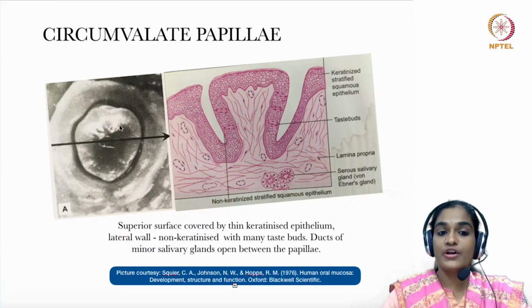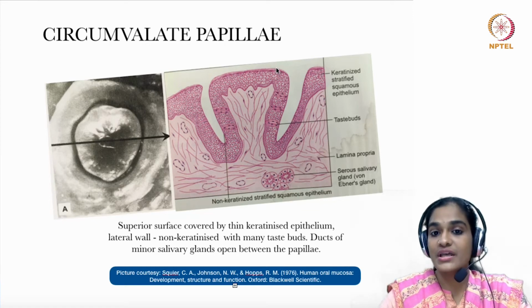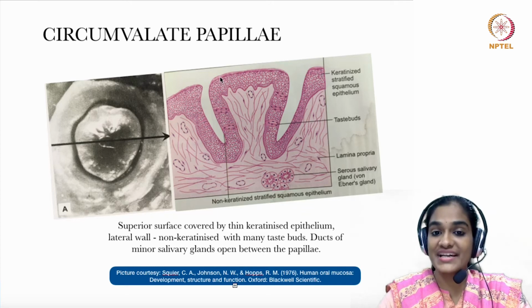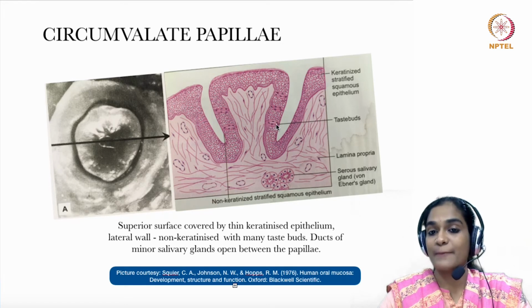The picture shows the groove surrounding the papilla, and the histological picture shows the keratinized superior surface and a non-keratinized part on the lateral surface. You can see the taste buds studded on the lateral wall. It extends to the entire thickness of the epithelium.